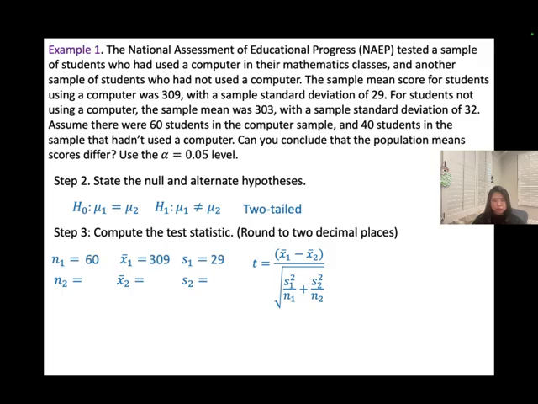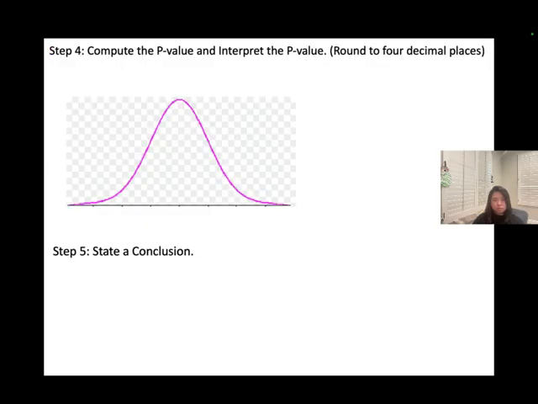Okay, check your work. You should have this number. Plug it into the formula. Now use your calculator. You're gonna get 0.953. 0.953 is not really a big statistic, right? Okay. Now compute the p-value and interpret.